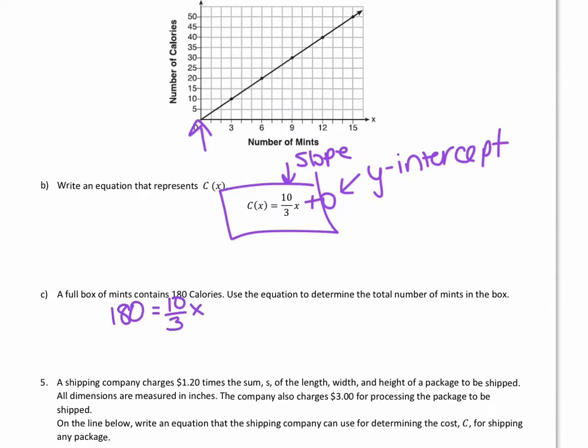So you have two options here. I can multiply both sides by 3 and then divide by 10, or I can multiply both sides by the reciprocal, which is 3 over 10. So then that and that will cancel, and I have 54 mints.